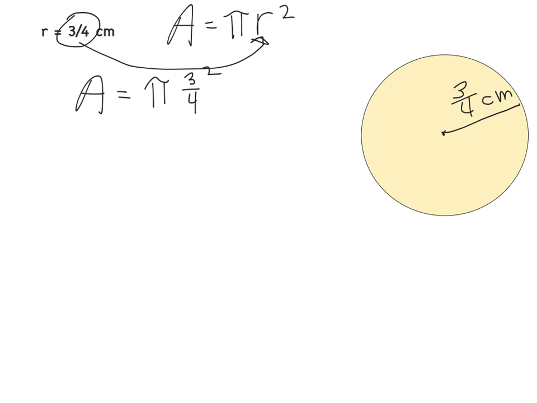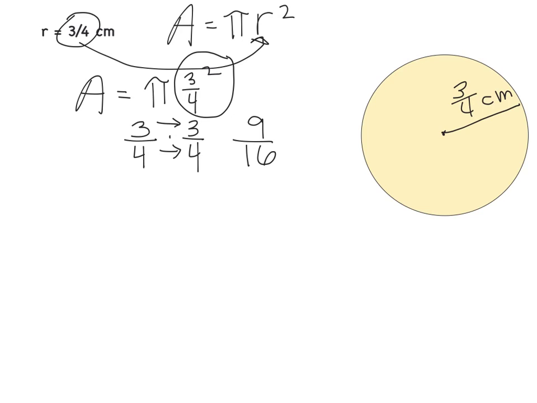Now, when you're given a fraction, you need to keep it in a fraction form the entire time. So let's do the exponent first according to PEMDAS. We're going to do 3/4 times 3/4. So we need to remember how we multiply, which is straight across when we multiply fractions. 3 times 3 gives me 9. 4 times 4 gives me 16. Okay, so I have 9/16. The next line of my formula is going to be area equals pi times 9/16.